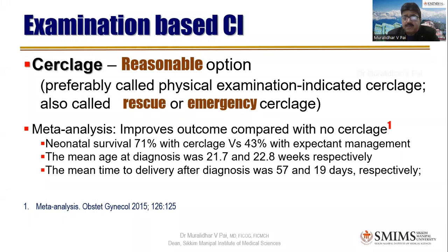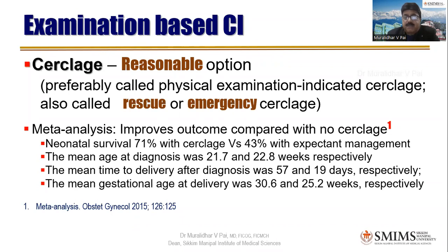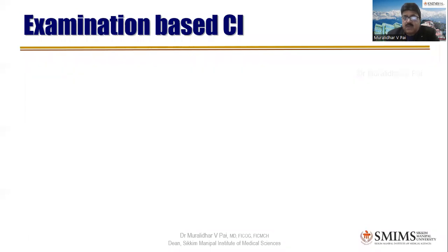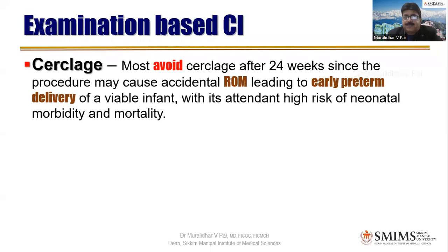So that means if you put a cerclage, she may go on for 57 days, which is very good, almost 2 months. Whereas if you didn't put a cerclage, she would only go for another 20 days. The mean gestational age at delivery was 30 weeks, very good, compared to 25.2 weeks, respectively. So examination-based cervical cerclage, most avoid cerclage after 24 weeks.